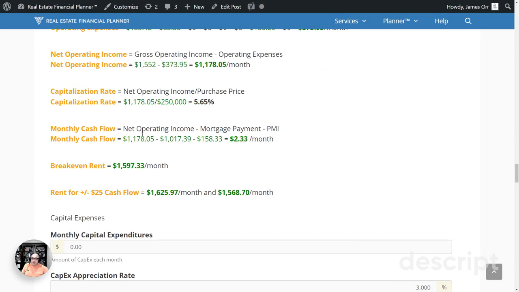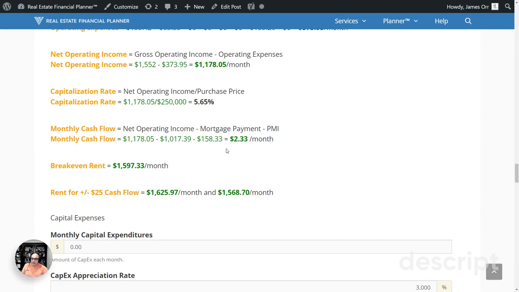Monthly cash flow is net operating income minus the mortgage payment minus PMI. So the monthly cash flow is $1,178.05 minus $1,017.39 minus $158.33 for the PMI. So her monthly cash flow on this property is about break even. It's $2.33 a month. That looks to be about break even to me.